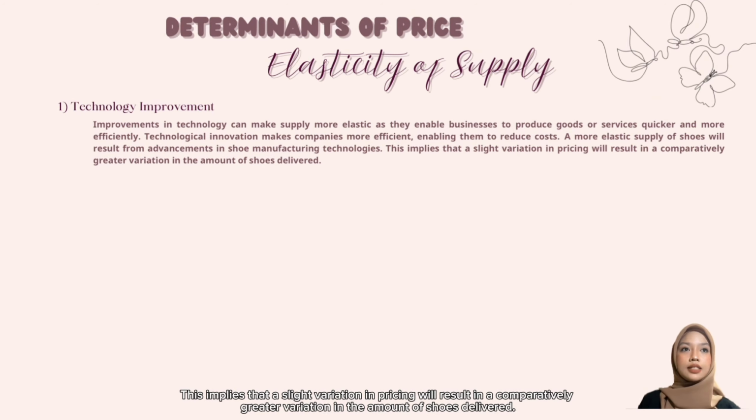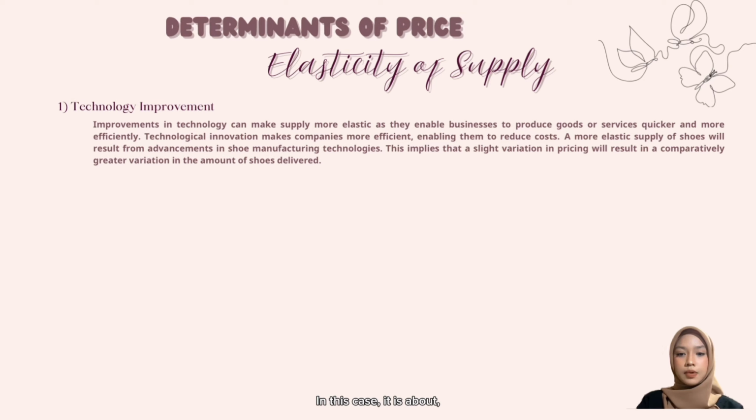This implies that a slight variation in pricing will result in a comparatively greater variation in the amount of shoes delivered. In this case, because of technology improvement that lowers cost and enhances output, shoe makers are able to respond to price fluctuations by adjusting production levels more rapidly and efficiently, which results in improved elasticity.